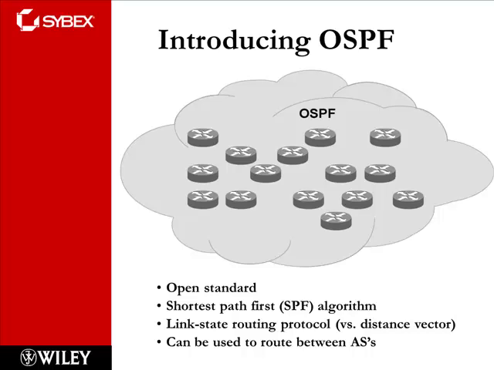And the single area number has to be 0. Area 0 has to be the first area that you configure. It's considered a backbone network.